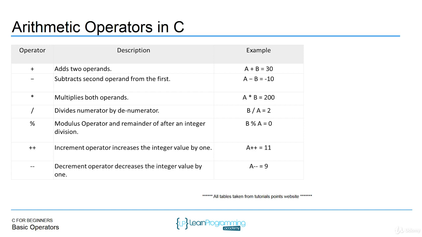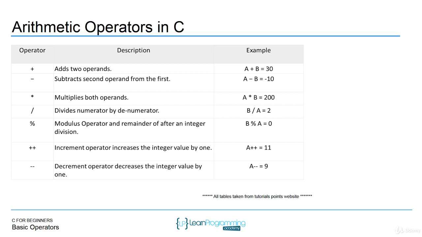Division is the slash. Percent is the modulus operator. This is the remainder operator. So if you were to say a variable b percent a, what is that going to be equal to? If b was equal to 20 and a was equal to 12, the modulus operator would return 8 because that's the remainder of 20 divided by 12.